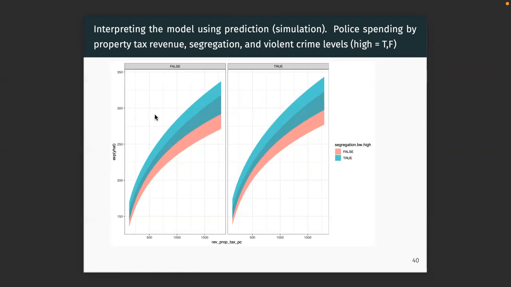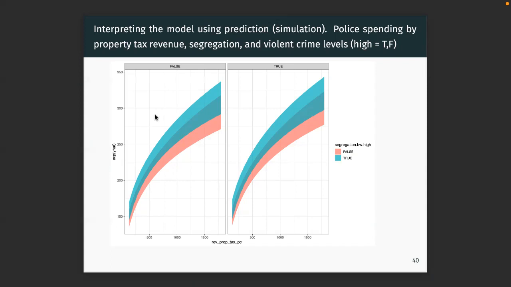Other than pretty rainbows. As property tax collections go up, what happens to police spending? Very clear there, right? Super clear relationship. We see a sharp increase in police spending for property taxes.